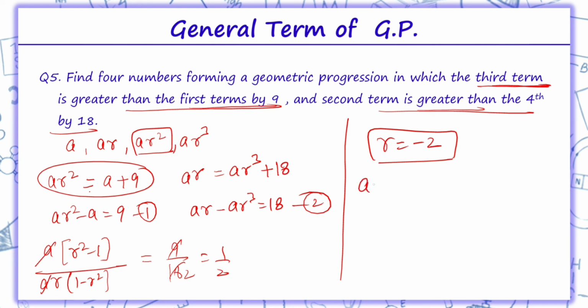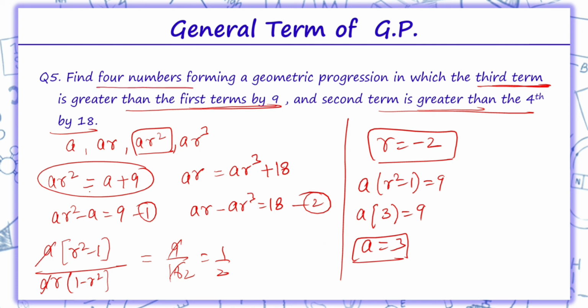So, putting the value of R as minus 2 in this equation, A into R square minus 1 is 9. A into R square is 4, 4 minus 1 will be 3. So the value of A will be 3. Now we have to calculate the 4 numbers which form the GP, so the first term will be 3, the second term will be 3 into minus 2 which is minus 6, the third term will be 3 into minus 2 square which is 12, and the fourth term will be 3 into minus 2 cube which is minus 24. And this is how we can calculate the 4 numbers which form a geometric progression.